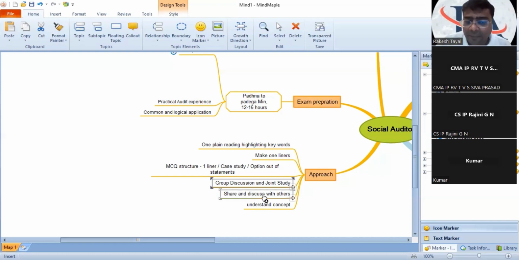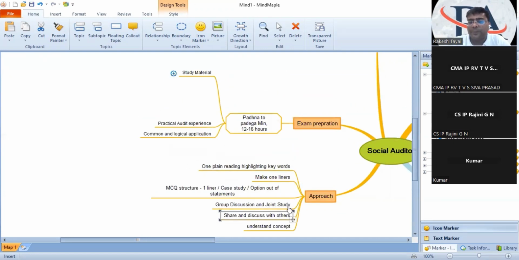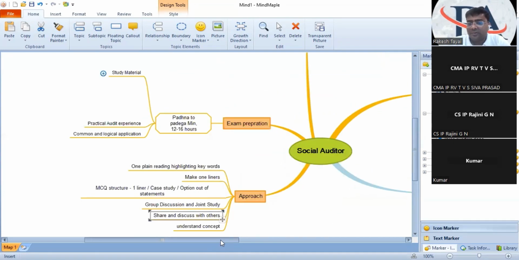That can easily be remembered if we discuss, or someone tells that okay, this can also be possible. So if we prepare the MCQs, confuse others, then we will get more clarity. Then we have to discuss and share with others, and we have to understand the concept. So this is the approach for the exam preparation we need to make.